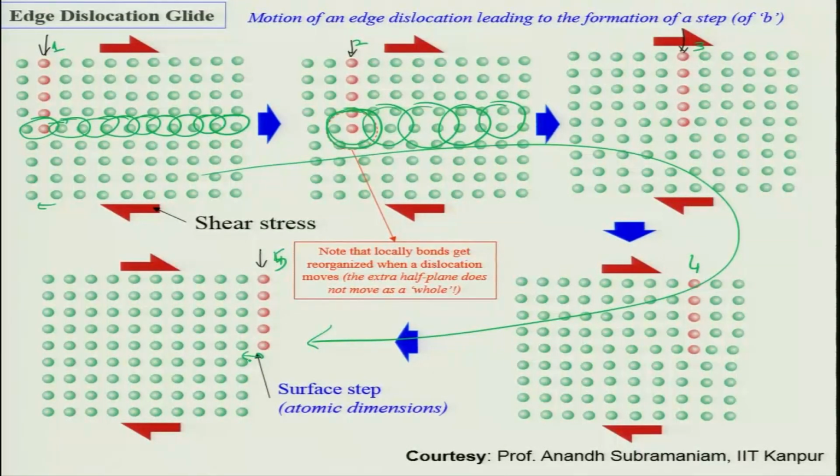So, this is what you create. It is this local bunch of atoms which reorganize themselves when the shear stress is applied, not the whole lot of atoms, and that is why the stress is lower. Note that locally bonds get reorganized when a dislocation moves; the extra half plane does not move as a whole, and this is what leads to lowering of stress, because you are not moving all the atoms with respect to all other atoms, you are moving just a local group of a few atoms to make this happen.